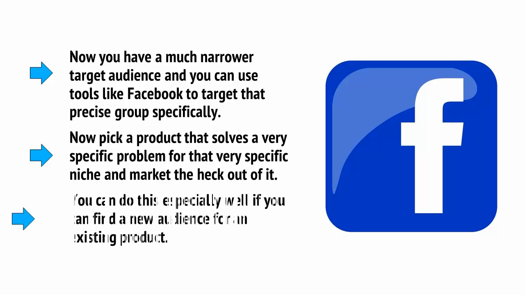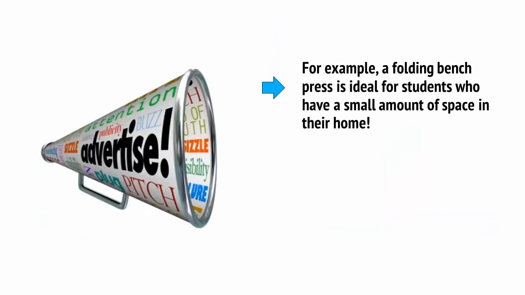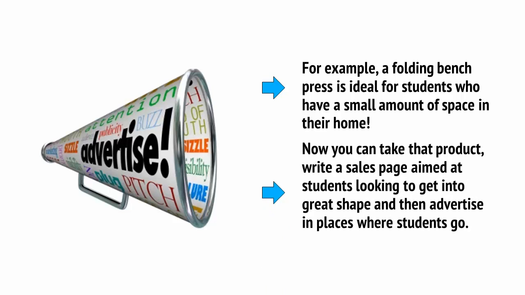You can do this especially well if you can find a new audience for an existing product. For example, a folding bench press is ideal for students who have a small amount of space in their home. Now, you can take that product, write a sales page aimed at students looking to get into great shape, and then advertise in places where students go.